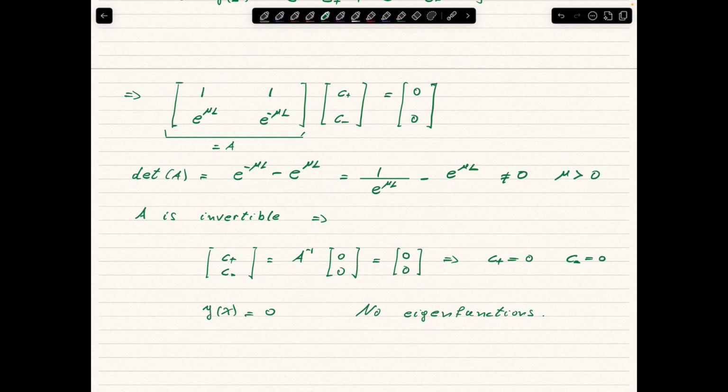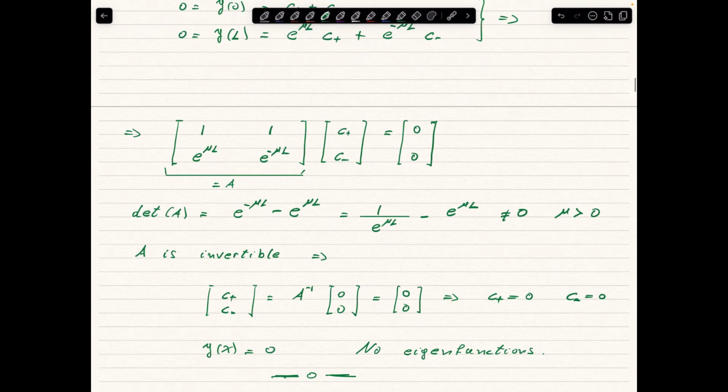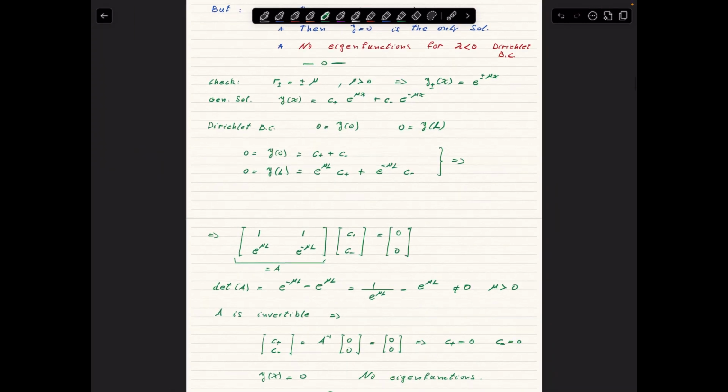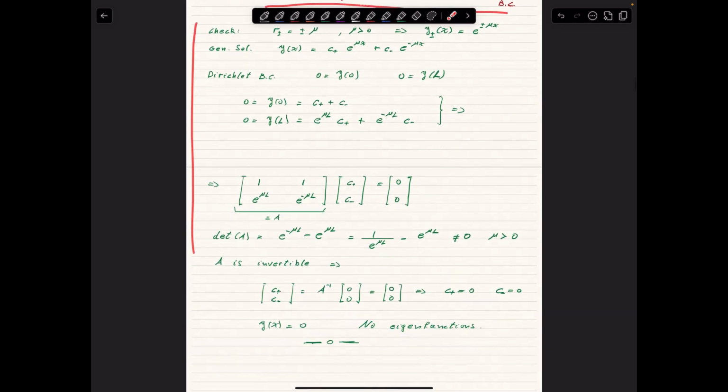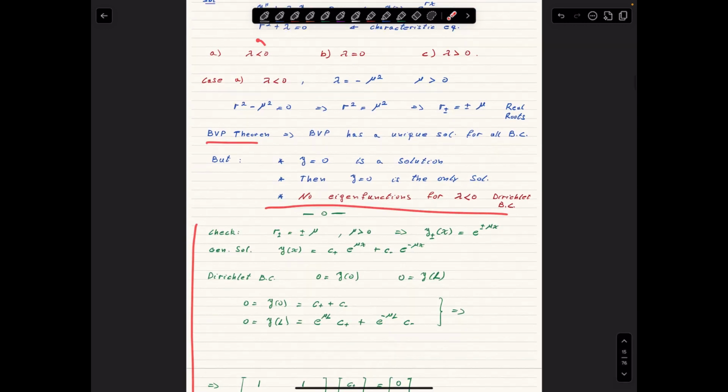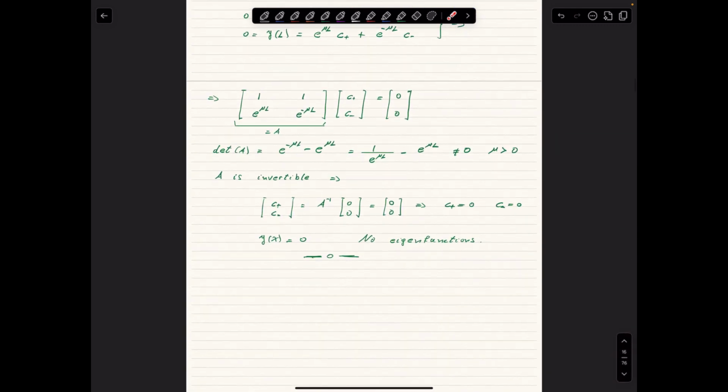And that's it. So we conclude the same thing that we concluded with the theorem, and this shouldn't be a surprise because the proof of the theorem is actually this calculation in a more general way. So we avoid doing this calculation if we know the theorem. We can conclude no eigenfunctions in this case, lambda negative. What happens with lambda equals 0? So let's do that case now.